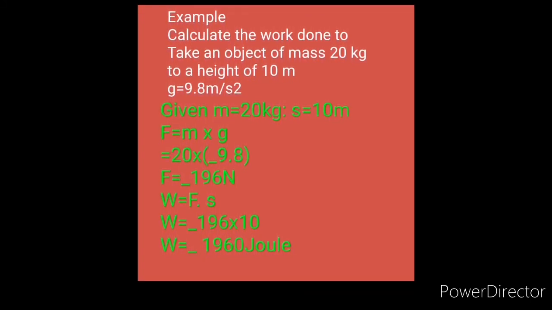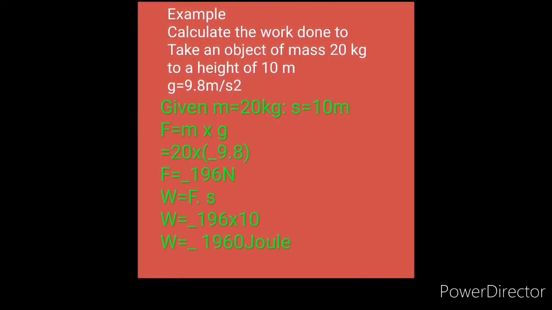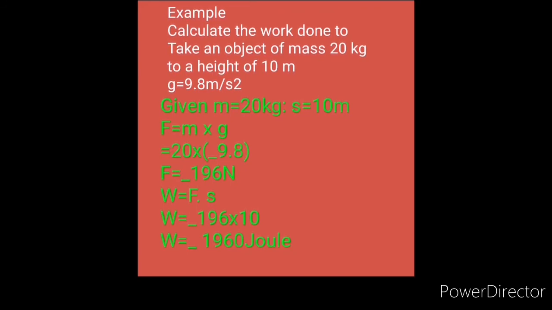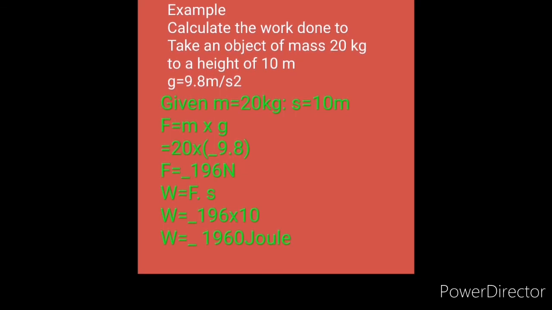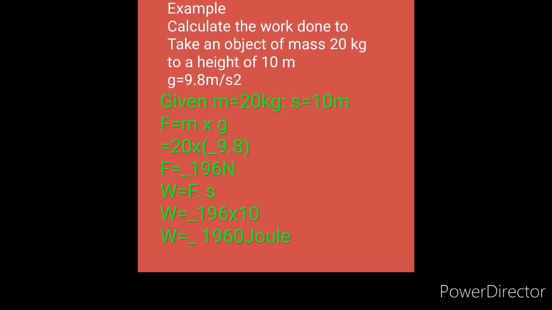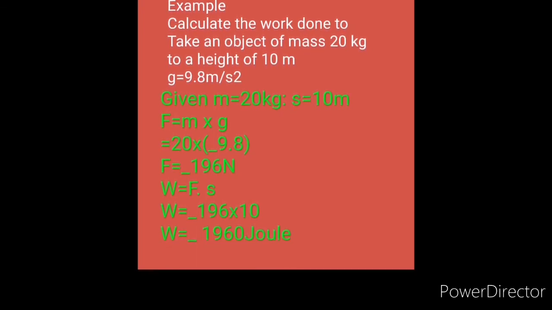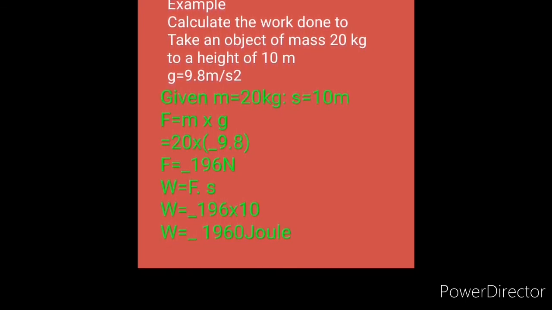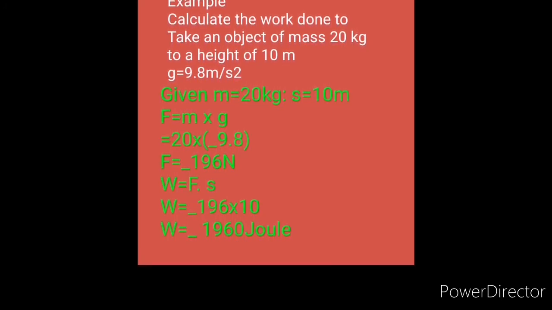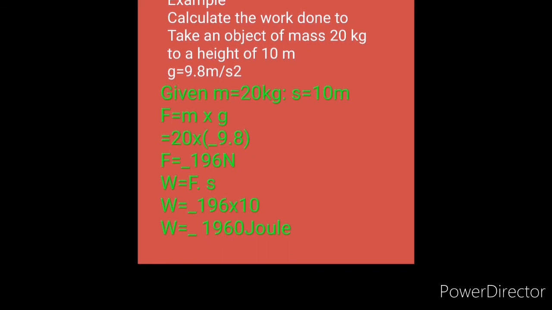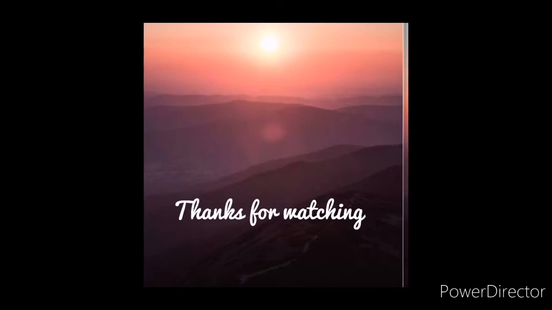Now calculate the work done according to the formula W equals F into s. Value of F is minus 196 Newton and s is 10 meters. W equals minus 1960 joule. The negative sign appears because the direction of force is opposite to the direction of displacement, so the work done is negative.